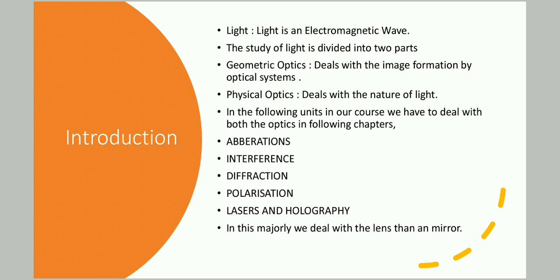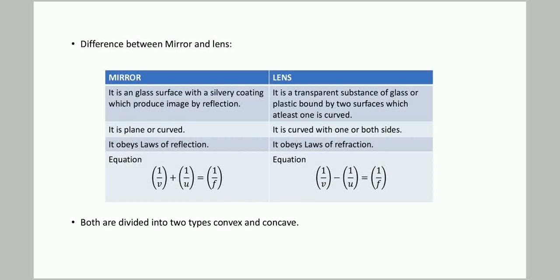In this course of optics, we will discuss the following units: aberrations, interference, diffraction, polarization, lasers and holography. We will majorly deal with lenses rather than mirrors. So, what is the difference between a lens and a mirror?